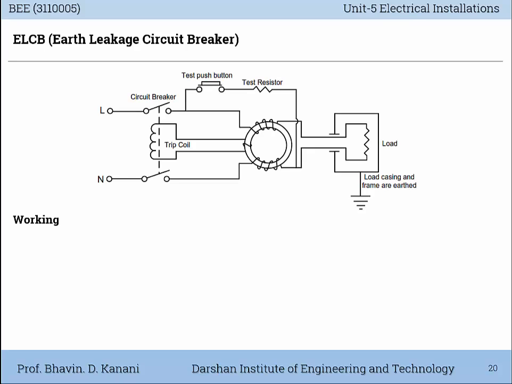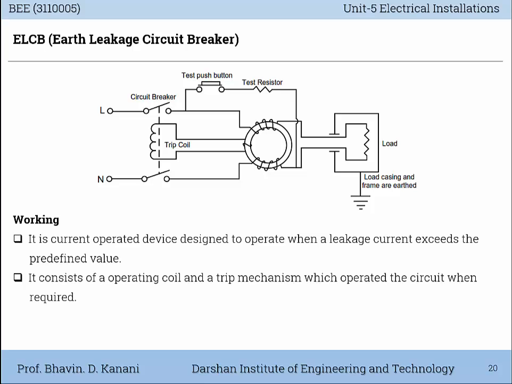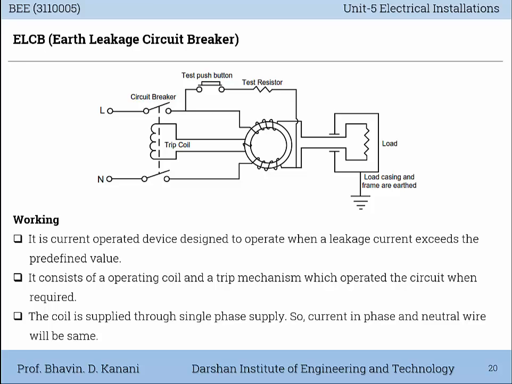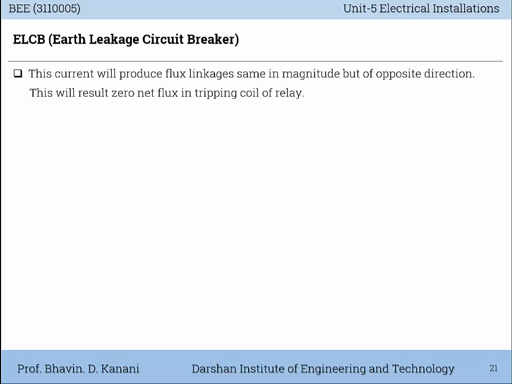See in this diagram, let us understand working. It is a current operated device designed to protect when a leakage current exceeds the predefined value. It consists of an operating coil and a trip mechanism which operates the circuit when required. The coil is supplied through single phase supply. So current in phase and neutral wire will be same. This current will produce flux linkages same in magnitude but of opposite direction. This will result in zero net flux in a tripping coil of a relay.